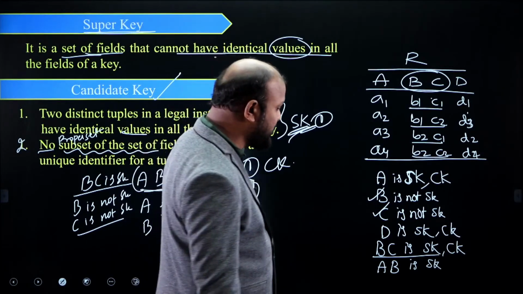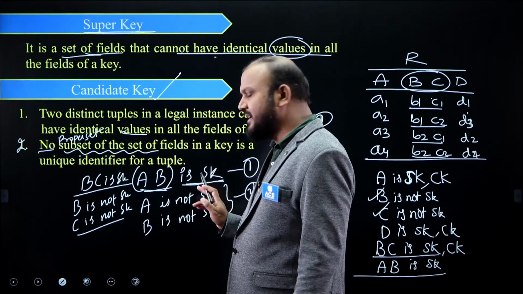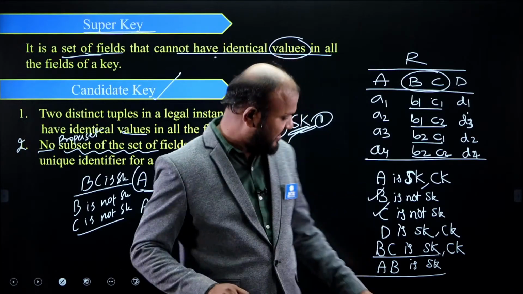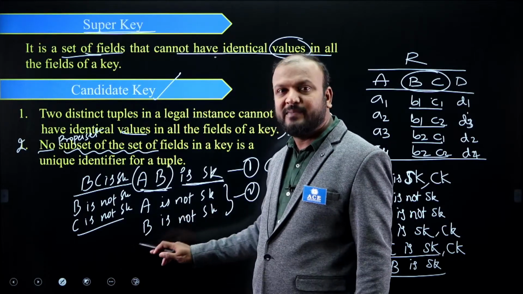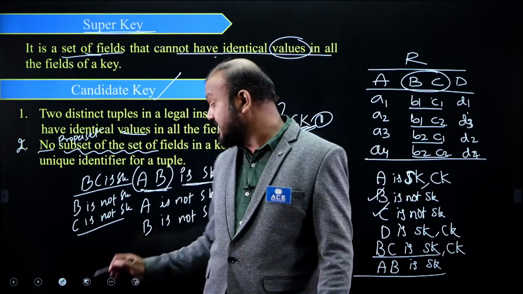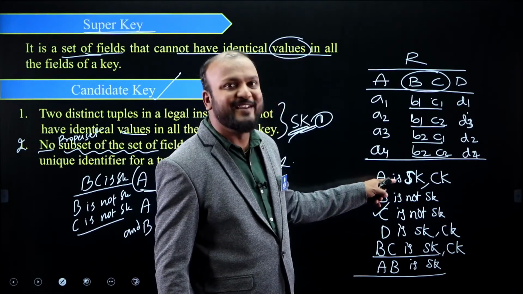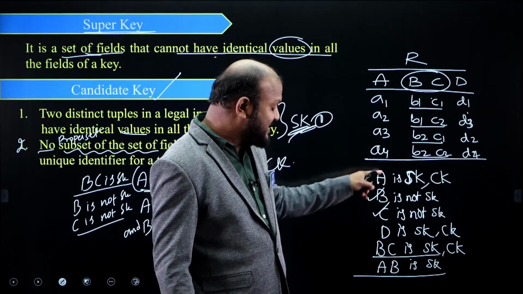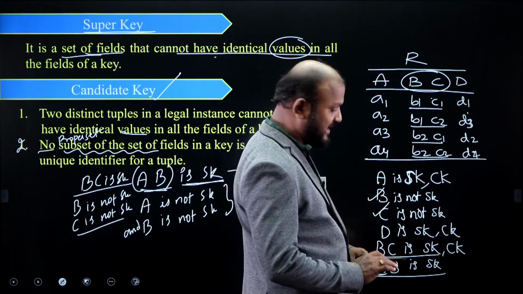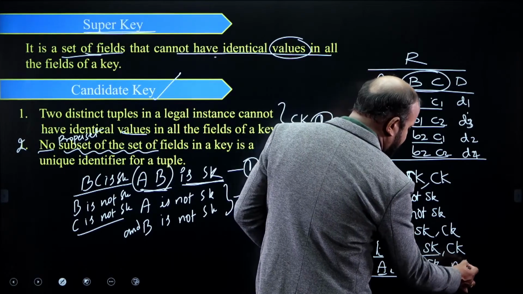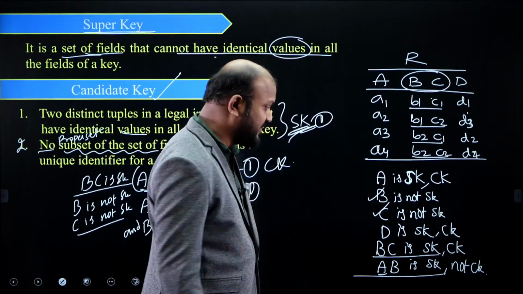And look at AB. You tell me, is AB a candidate key? If AB is to be a candidate key, first AB should be a super key. Okay, first thing, AB is a super key, happy. But what will be the second condition? A is not a super key and B is not a super key. Look, this is an AND condition. But A is already a super key. Because A is already a super key, AB is not a candidate key. It is only a super key we can call. So we can say it is not a candidate key.